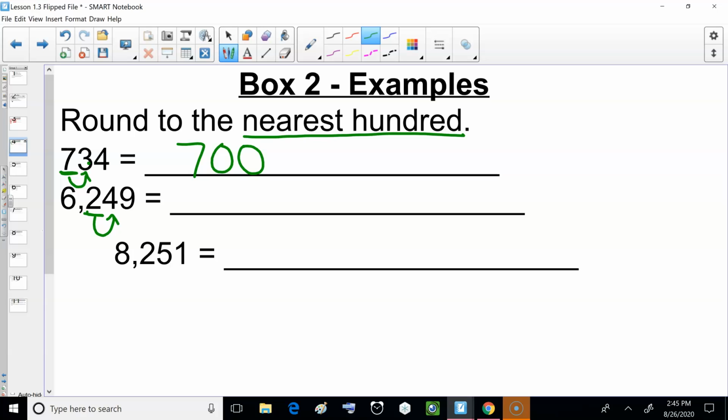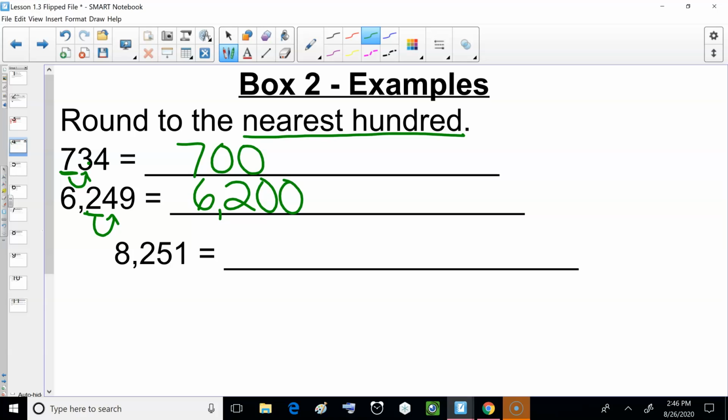So if I'm rounding 6,249 to the nearest 100, my 6 and 2 stay the same, because that's the place value I'm rounding to. And then I would add 2 zeros to make it into the place values that I had to round. So 6,249 rounded to the nearest 100 would be 6,200.